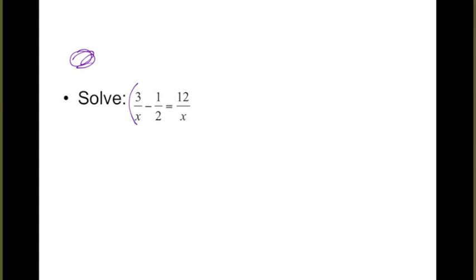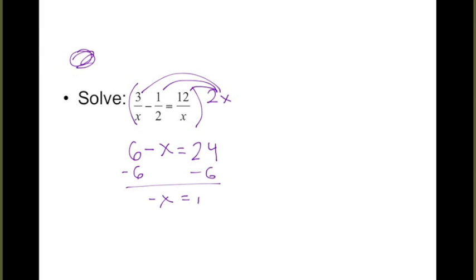Once again, our common denominator is going to be 2x. And multiply the first fraction, the x's cancel, leaving the 3 and the 2, so I get 6. Minus the next one, the 2's cancel, leaving 1 times x. Equals the last one, the x's cancel, leaving 2 times 12. Subtract 6 from both sides. And divide by negative 1. And I get negative 18, which does not make me divide by 0, so that is a good final answer.